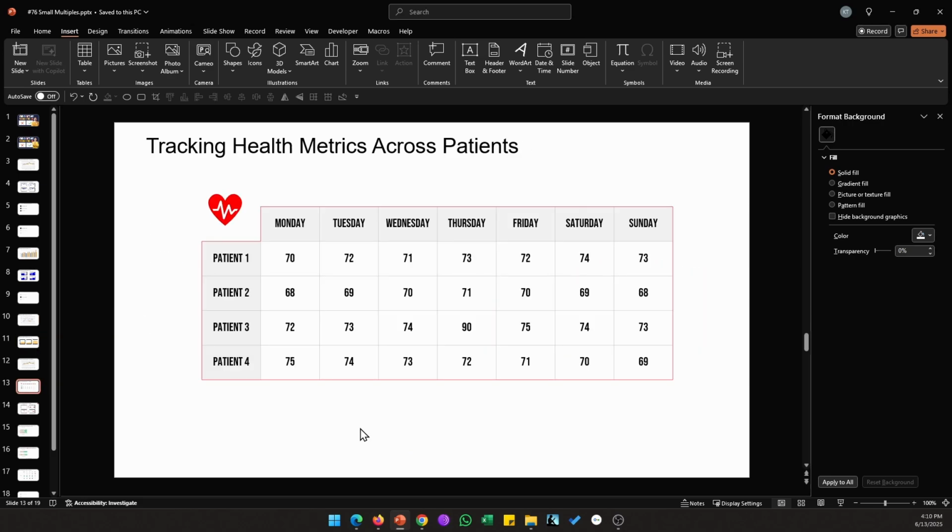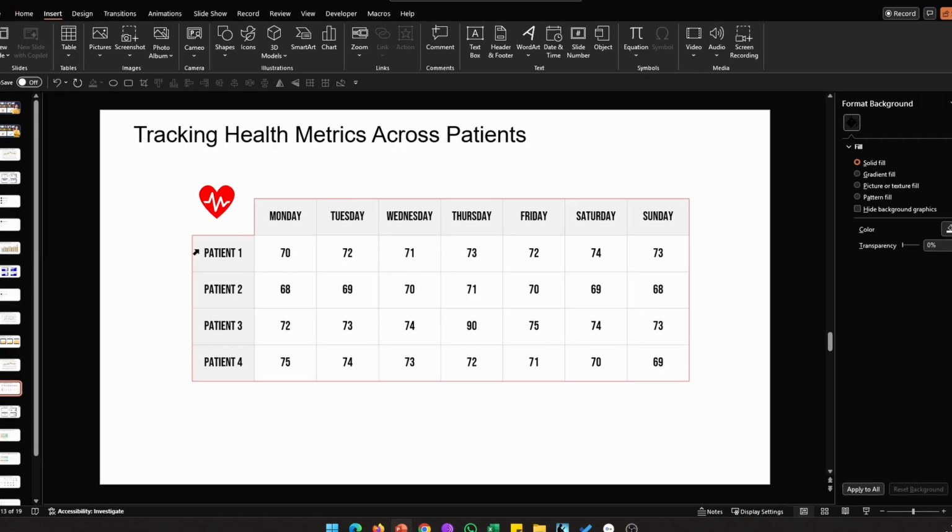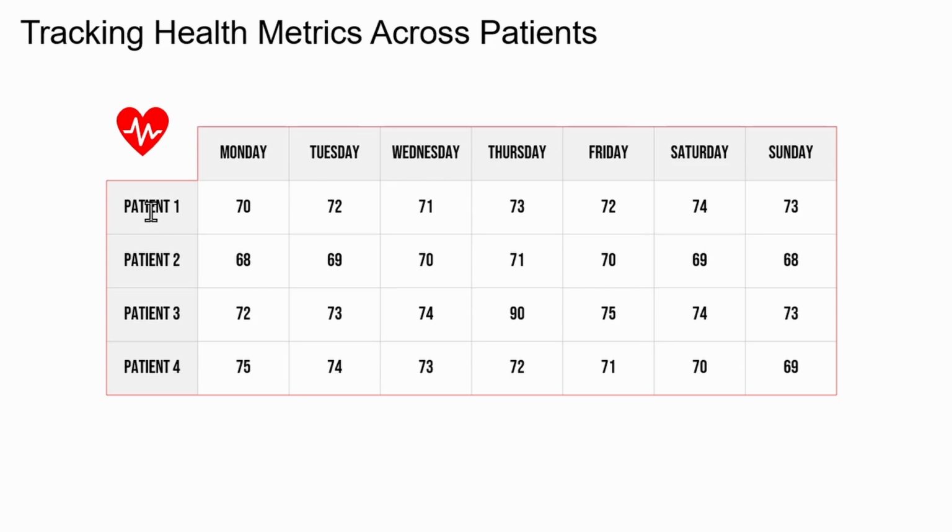Next example is tracking health metrics such as heart rate across patients over a period of time. So we have this table which has the heart rate in beats per minute for 4 patients from Monday through Sunday. As we all know, tables are not a good visualization to see trends, so small multiples is a great candidate to use for this kind of data.